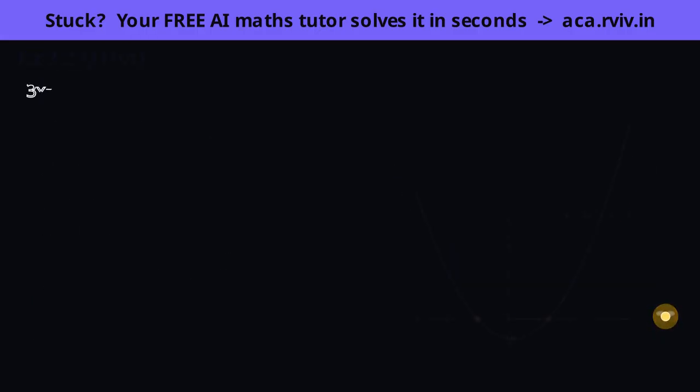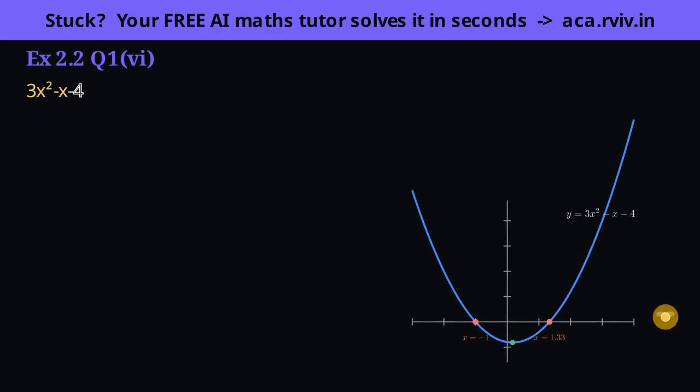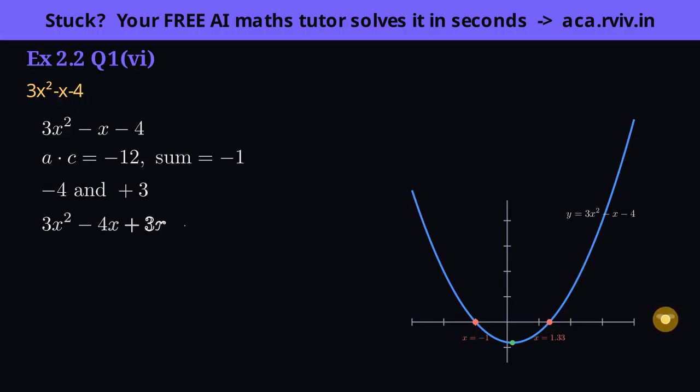Part 6. Another leading coefficient of 3, so we practice the a times c split once more until it feels automatic. Setup. Leading coefficient is 3, not 1, so we split the middle term using a times c rather than just the constant. Compute a times c. 3 times minus 4 is minus 12, and we need a pair that also adds to the middle coefficient minus 1. The pair is minus 4 and plus 3, product minus 12, sum minus 1. Rewrite the middle term minus x as minus 4x plus 3x.